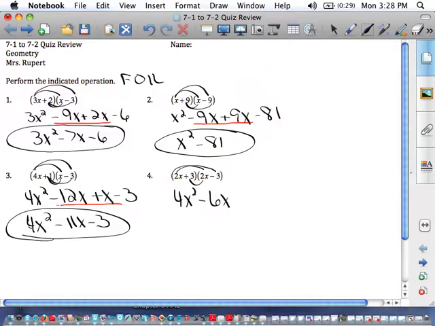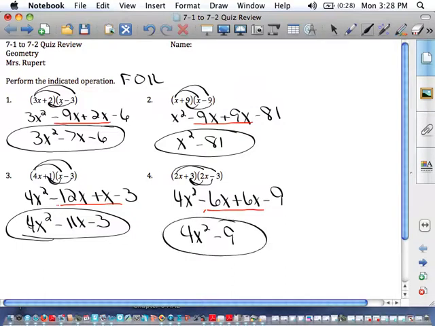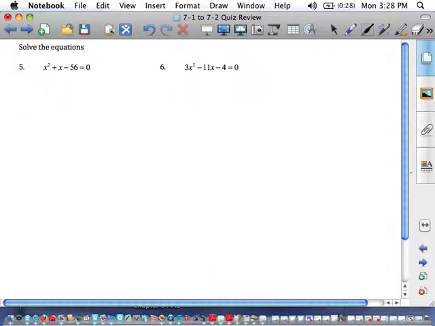3 times 2x gives me plus 6x. And 3 times negative 3 gives me minus 9. Again, combine like terms, and I will have 4x squared minus 9, and that will be my answer. So remember, foiling, first, outer, inner, last. Next, we're going to factor. Factor is the reverse of foiling, so we're going to factor and solve.